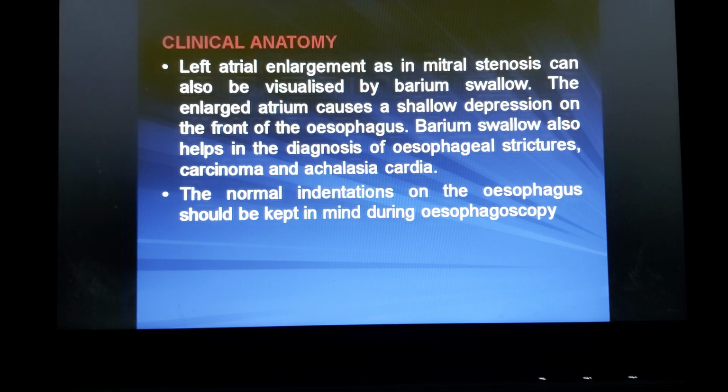So, left atrial enlargement as in mitral stenosis can also be visualized by barium swallow. The enlarged atrium causes a shallow depression on the front of the esophagus. Barium swallow is also helpful in diagnosis of esophageal strictures, carcinoma and achalasia cardia. The normal indentations on the esophagus should be kept in mind during esophagoscopy.